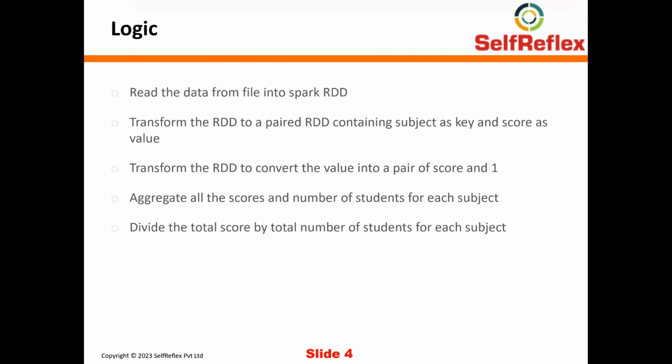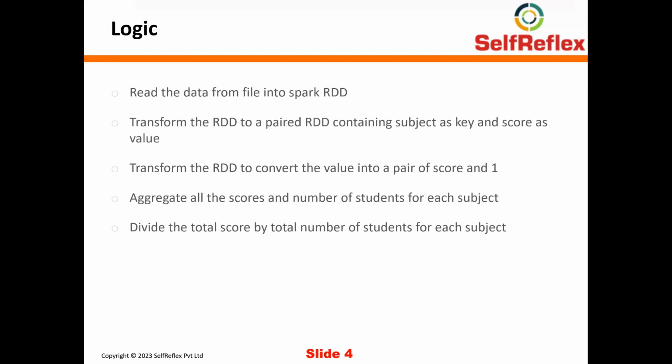So the logic that we are going to use here is we are going to load the data from file into a Spark RDD. At this moment, this RDD is not going to be a key value RDD. It's going to just contain every row. And then we are going to transform this RDD into a paired RDD where key is going to be the subject and your value is going to be the score.